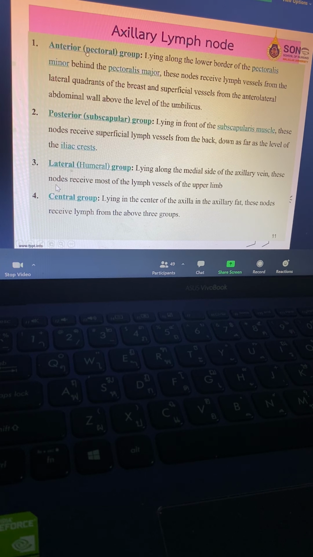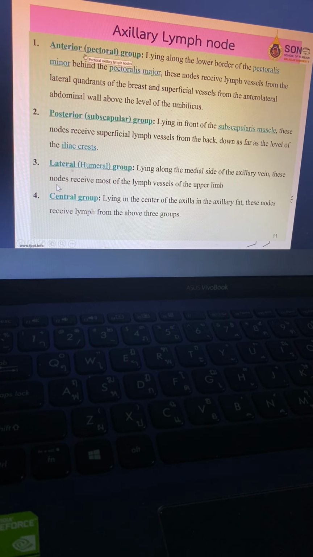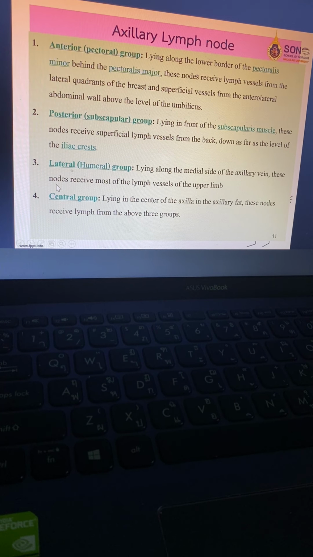I will talk about the anterior group, and you can call it pectoral, because the landmark of the anterior group is the pectoral muscle. Okay, and next I will talk about the posterior group, or you can call it the subscapular group, where the landmark of the posterior group is like the scapula. The name is like a posterior. Okay, and the third, I will talk about the lateral group, you can call it humerus. Can you tell me where is the humerus or humeral? You can point where it is in your body.